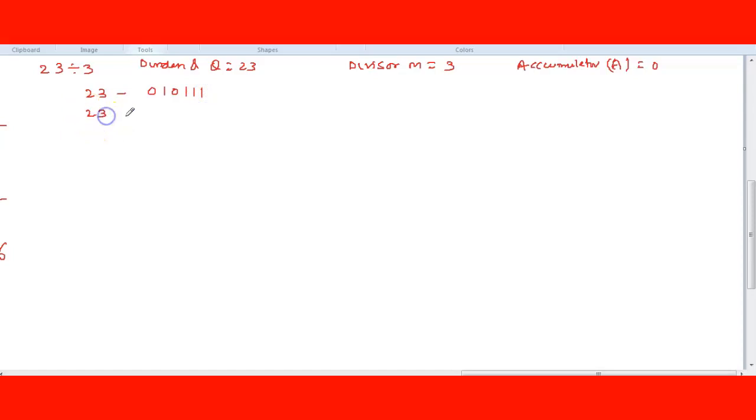And 23 we can write in the negative. This is 1 0 0 1 0 1, so 1 0 1 0 0 1. 3 we can write in binary 0 0 0 0 1 1. Minus 3 we can write 1 1 1 1 0 1. Okay, so let's start.